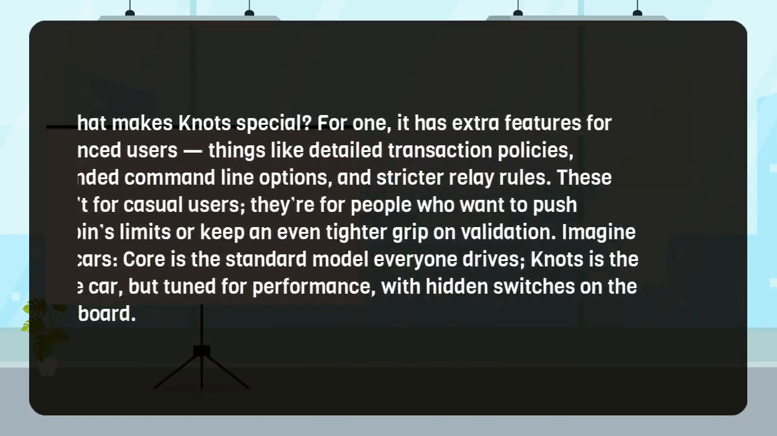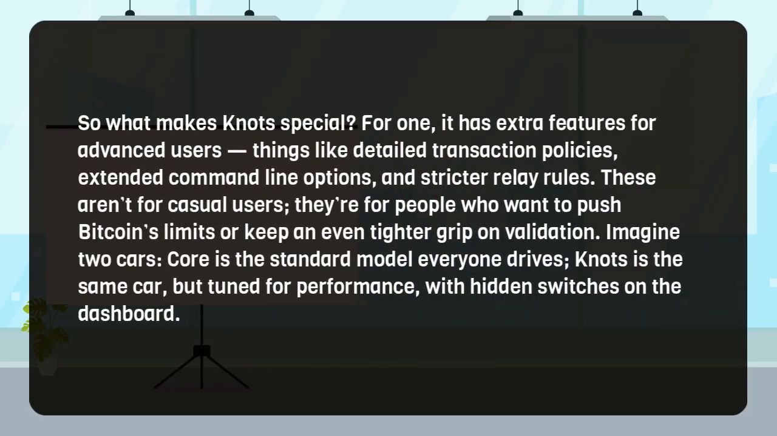So what makes Knots special? For one, it has extra features for advanced users. Things like detailed transaction policies, extended command line options, and stricter relay rules. These aren't for casual users. They're for people who want to push Bitcoin's limits or keep an even tighter grip on validation. Imagine two cars. Core is the standard model everyone drives. Knots is the same car, but tuned for performance with hidden switches on the dashboard.